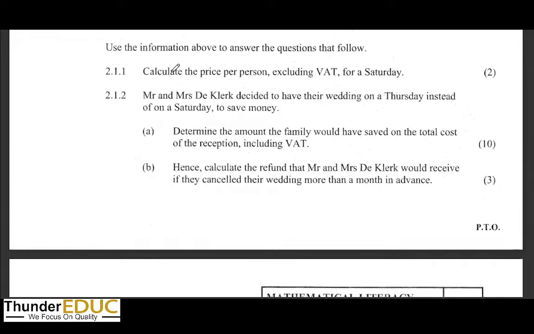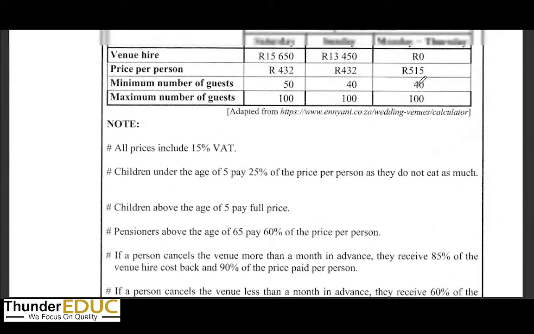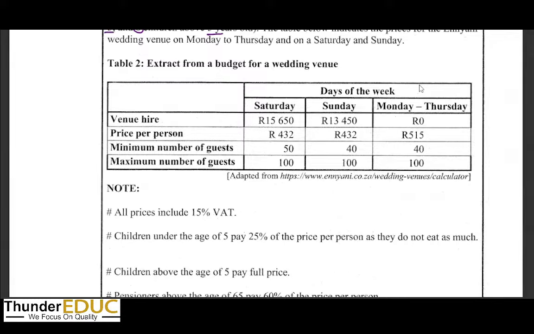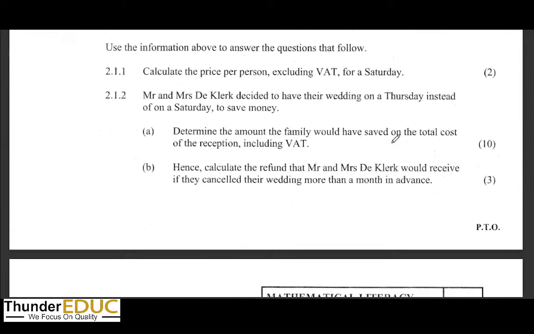Calculate the price per person excluding VAT for a Saturday. So we shall come here. Price per person excluding VAT on Saturday. It's this. So when we are excluding VAT, we shall take that number and divide it by 1,15. And the answer became 375 rands 65 cents. The money without VAT. That's what you're supposed to do.